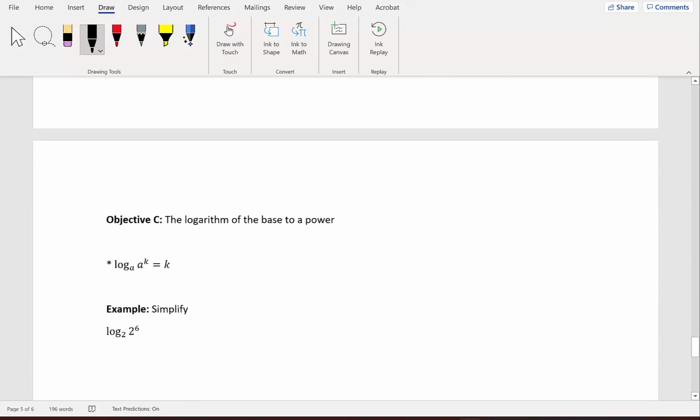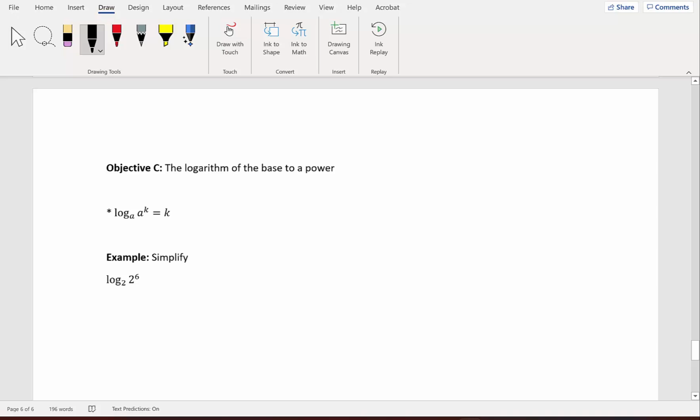And now this leads us to another property. So our next objective, the logarithm of the base to a power. So when we have log base a of a raised to the k power, this is equal to k. So for our first example, log base 2 of 2 raised to the 6th power. So if I use my property, this is just equal to 6.